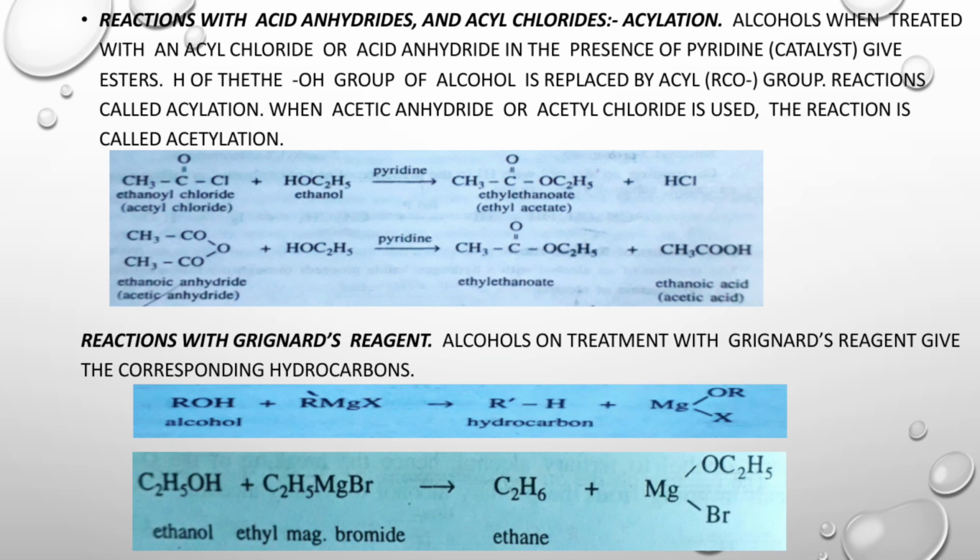Here we have another example. Here C2H5OH, that is ethanol, on treatment with Grignard's reagent, that is ethyl magnesium bromide, a Grignard's reagent, gives ethane, that is C2H6, and C2H5OMgBr.